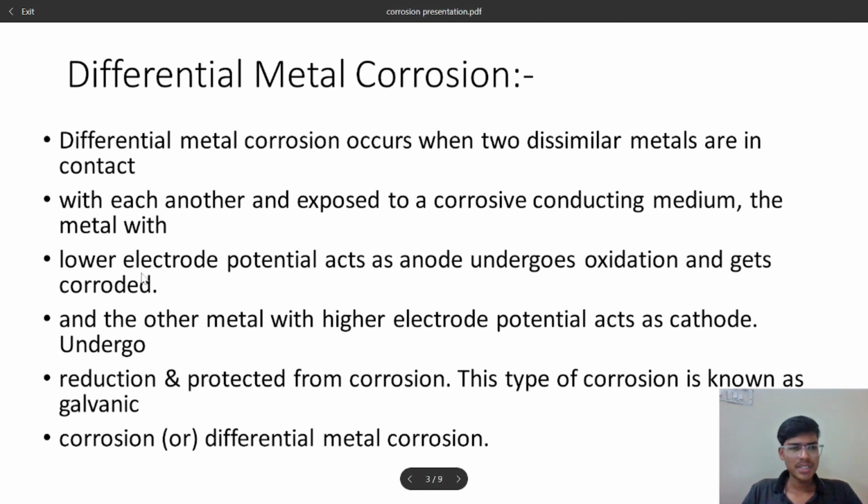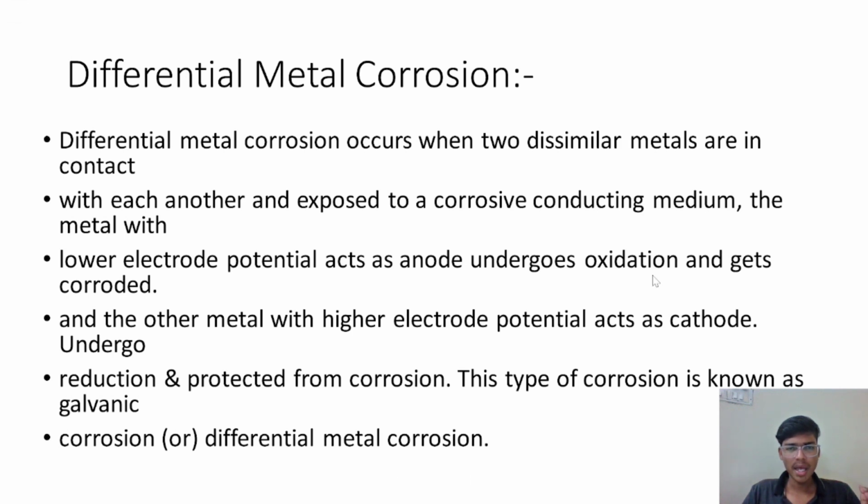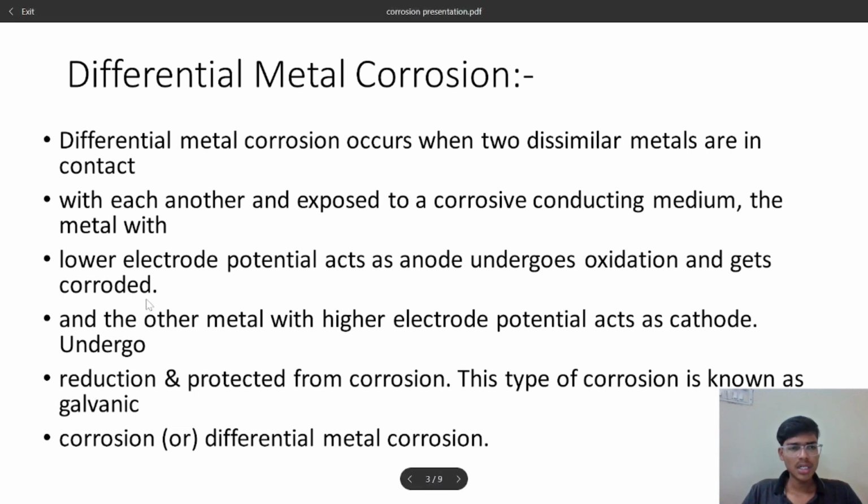The metal with lower electrode potential, or the metal with higher reduction potential, acts as anode and undergoes oxidation. In the oxidation, the metal is converted into its metal ion by giving up electrons and gets corroded.